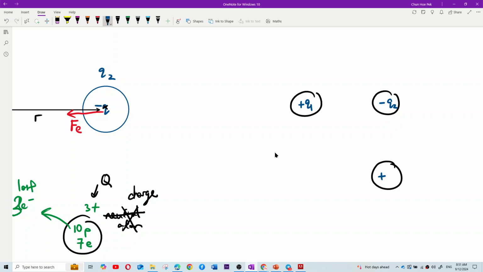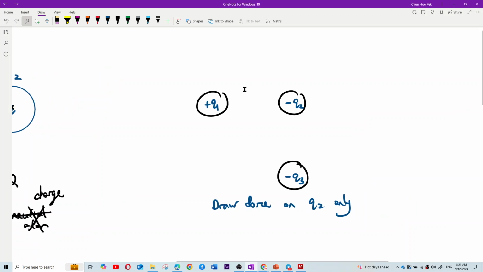Positive. I put negative Q3. Okay, class, I want you to draw the force on Q2 only. So how to draw? On Q2, we have Q2 attracted to Q1, isn't it? Because they have opposite sign, positive and negative. So it's attracted. So I must draw like this.